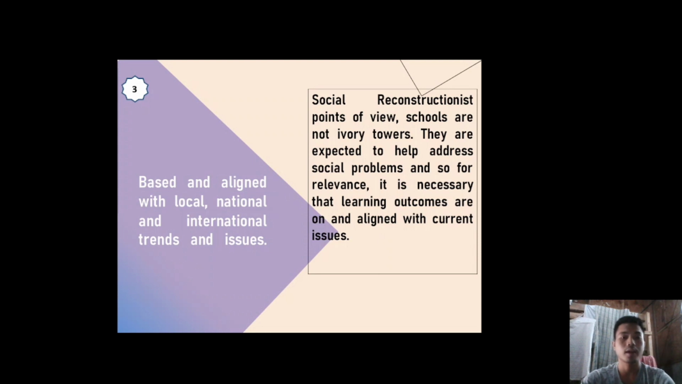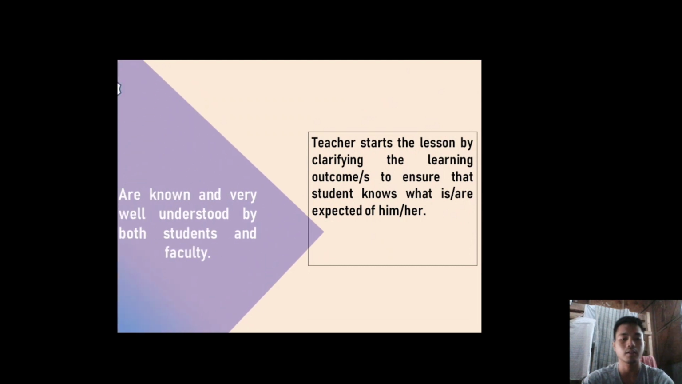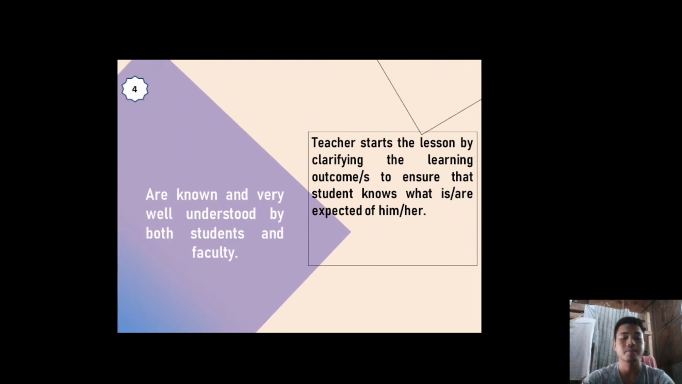For the fourth characteristic, good learning outcomes are known and very well understood by both the students and the faculty. The teacher starts the lesson by clarifying the learning outcomes to ensure that the students know what is expected of him or her, meaning the learning outcomes must be clearly known by the students and the teacher.